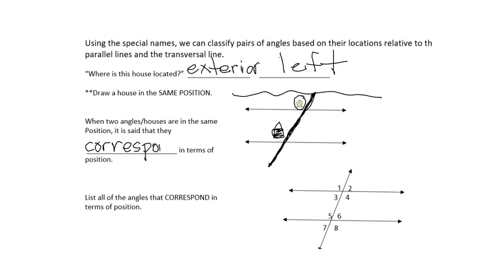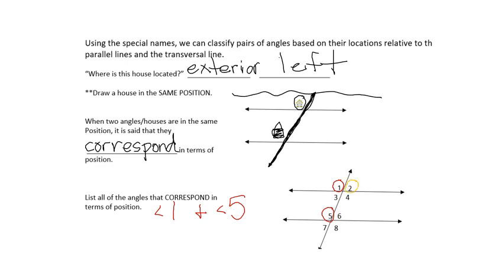Corresponding angles correspond in terms of their position. That means that they have the same position relative to the transversal line and to the parallel lines. So if we were to look at this picture at the bottom, 1 and 5 would be like those two houses. So angle 1 and angle 5 would be corresponding.